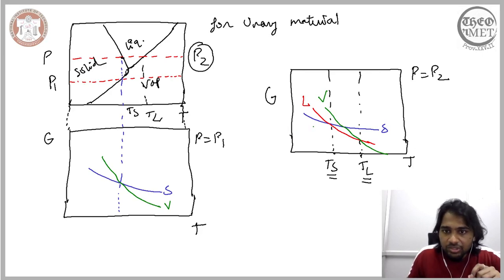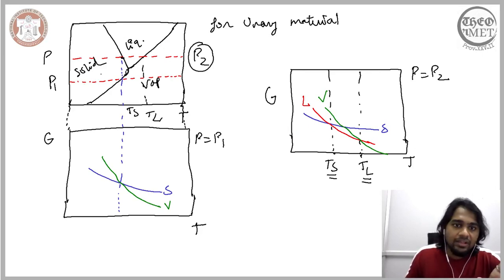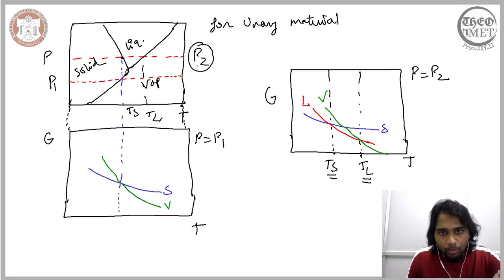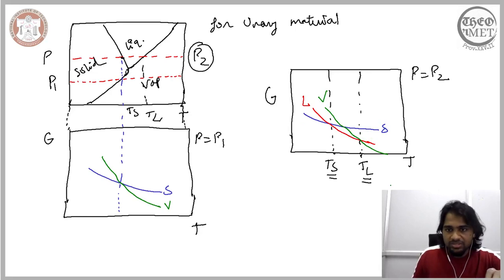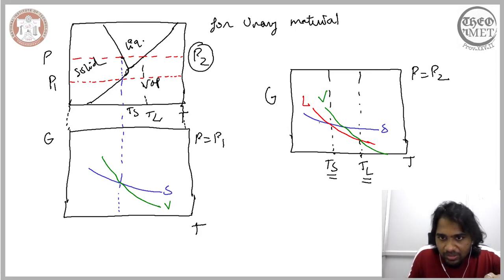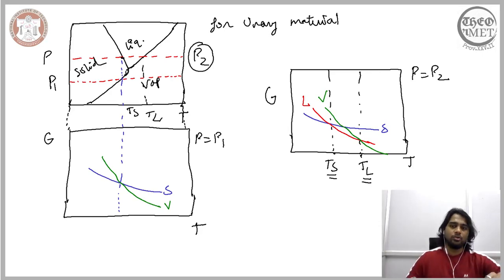And we have considered all the three phases that are included in the phase diagram. We have chosen appropriate pressure, and all the three phases are being considered in this Gibbs free energy versus temperature curve. And as you can see, below the TS temperature it is the solid curve that has the lowest Gibbs free energy. Between TS and TL it is the liquid curve that has the lowest free energy, and above TL it is the vapor curve that has the lowest free energy.